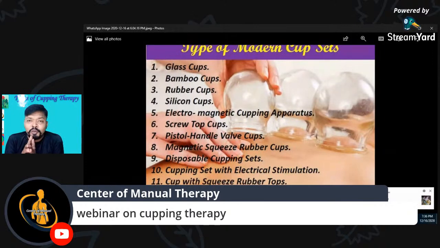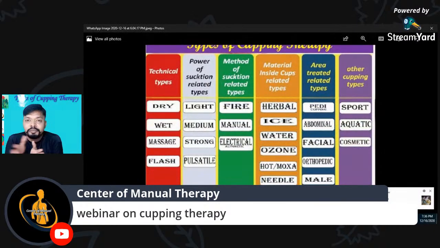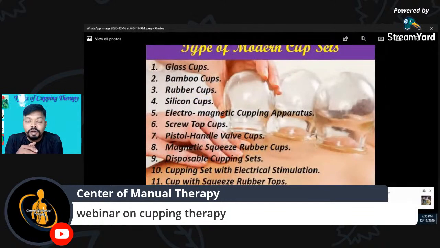So our main topic for today is the types of cupping therapy. By this we can easily understand what cupping is, because we are used to knowing it. We have mainly two types of cupping: one we apply dry, and the other wet, where we are sucking blood or not sucking blood. But this type is mainly no.